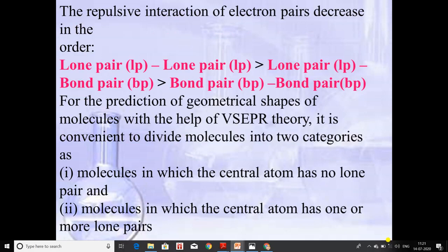The repulsive interaction of electron pairs decreases in the following order. Lone pair repulsion is maximum. After that, lone pair-bond pair repulsion, and the bond pair repulsion is minimum.